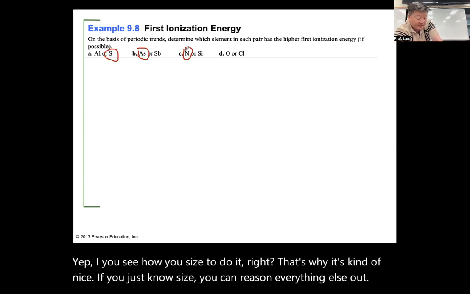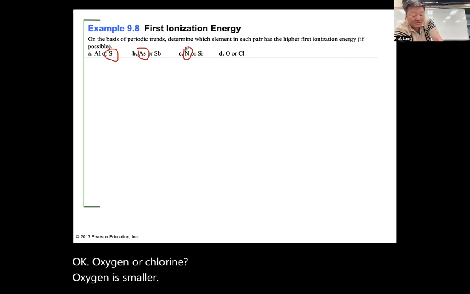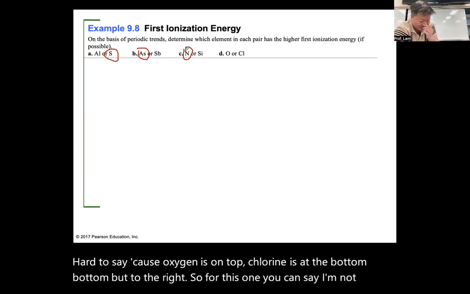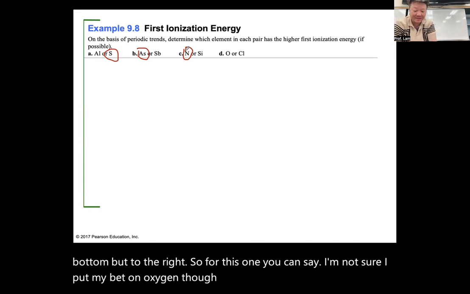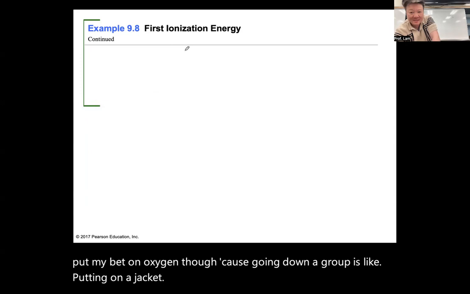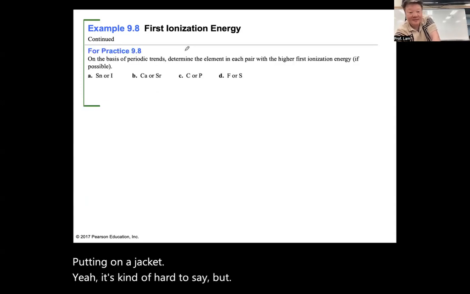Okay, oxygen or chlorine. Oxygen is smaller. Well, hard to say because oxygen is on top, chlorine is at the bottom, but to the right. So for this one, you can say, I'm not sure. I put my bet on oxygen though, because going down a group is like putting on a jacket. So yeah, it's kind of hard to say, but I would think oxygen.